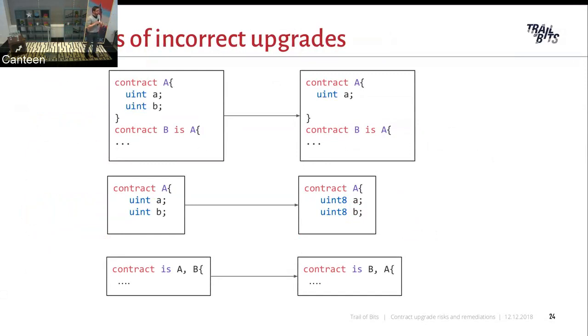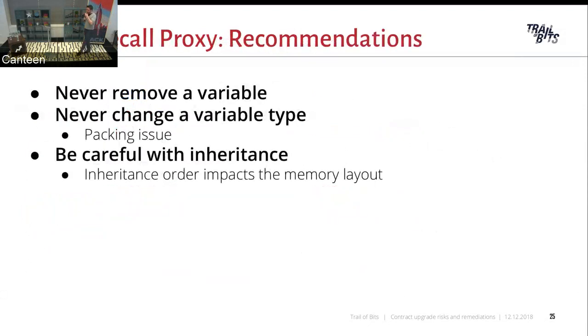Another example is the order of inheritance. If you inherit from A and B, and in your new version, you inherit from B and A, you will change also the order of declaration of your variable. So again, you will break the memory layout. So if you want to use this delegate call proxy pattern, you need to be really, really careful when you do a change inside your code. You should never remove a variable. You should never change the type of a variable. You should be really careful with inheritance, in particular if you have multiple inheritance.